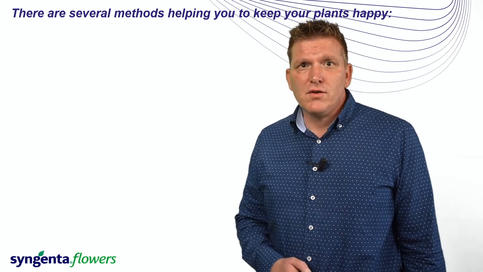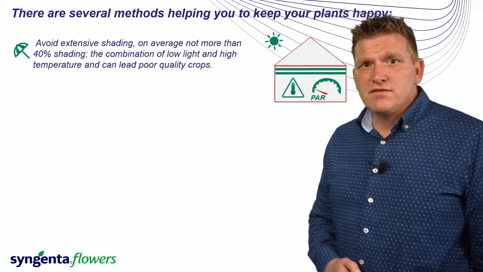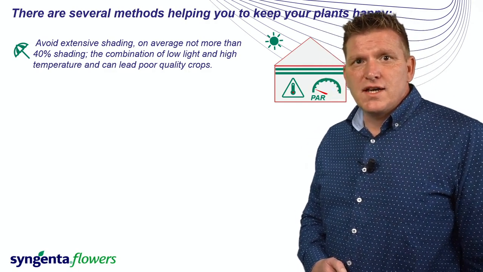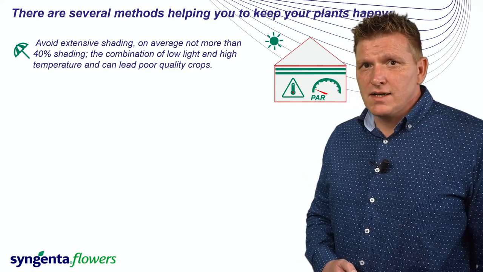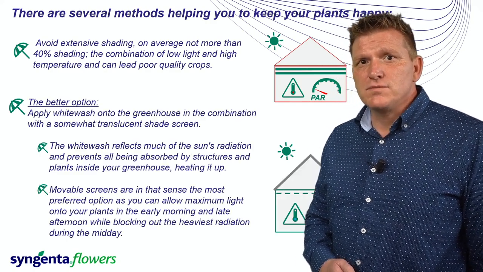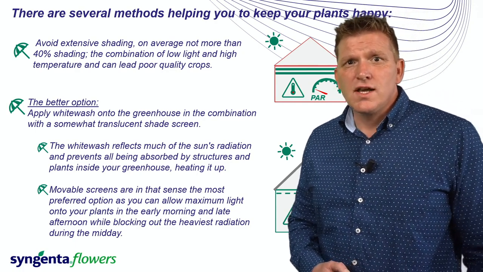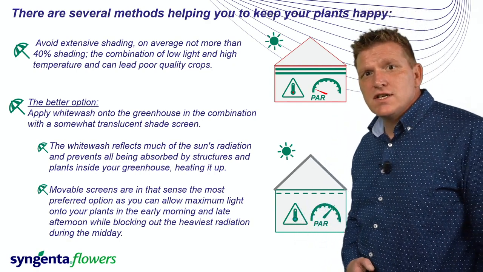And there are several methods helping you to keep your plants happy. Avoid excessive shading. On average, not more than 40% shading. The combination of low light and high temperature can lead to poor quality crops. So what is the better option? Apply whitewash to the greenhouse in combination with a somewhat translucent shade screen.